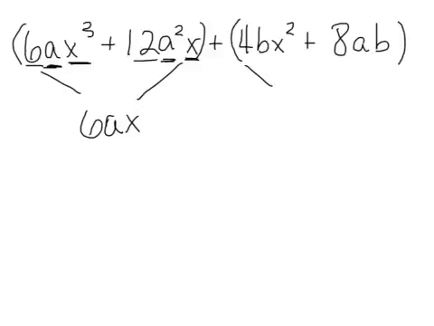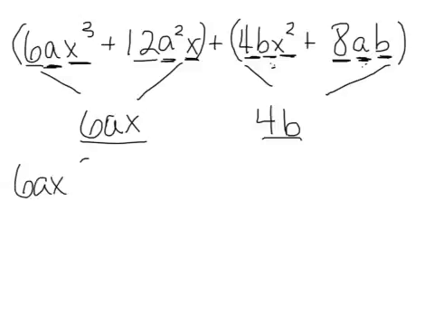Now let's look for the GCF of the second two terms. We look at the number coefficients, 4 and 8, so that means 4 is our GCF. Then we have b, and we have another b over here, so they have a b in common. This term has an x squared, but there's no x term over here in the second term. And this term has an a in it, but there's no a term in this other term, so there's no common factors there. So our greatest common factor of the first is 6ax, and our greatest common factor of the second group is 4b. So I'm going to write that 6ax and some parentheses plus 4b and then another set of parentheses.